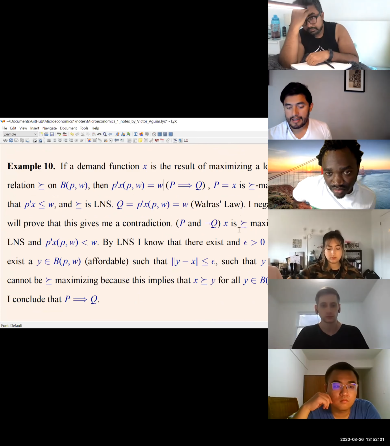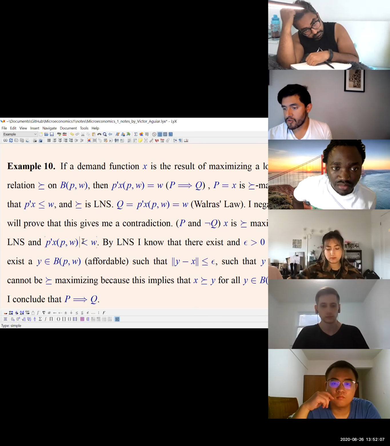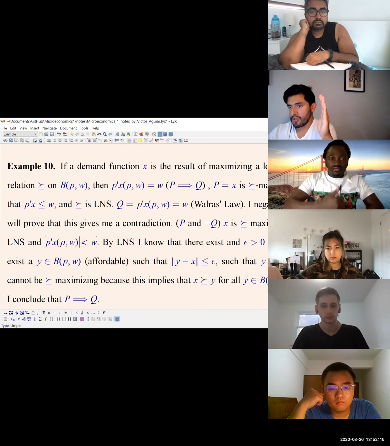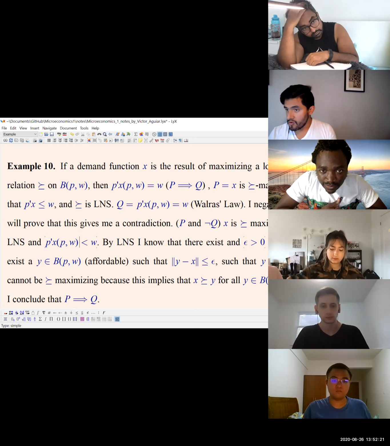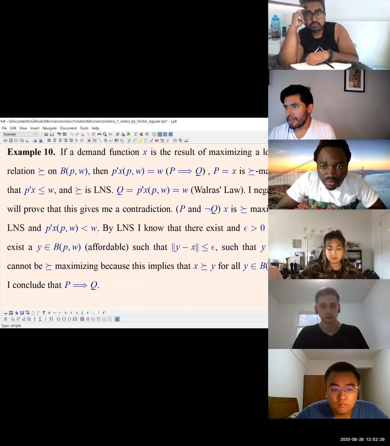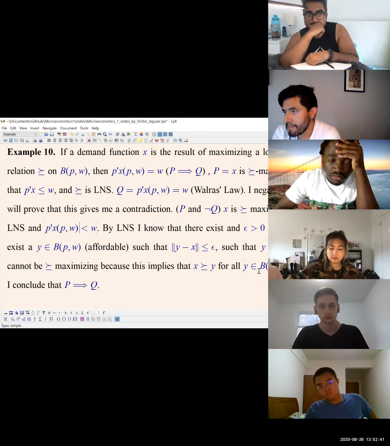So P and not Q means that X is maximizing, affordable, and locally non-satiated, but at the same time, you're strictly below the budget, right? So I just took the implication, P implies Q, and negated it, which is P happens and the conclusion fails. That's the negation. Then, of course, there exists a radius epsilon small enough such that there is a y in the budget that is affordable inside this radius, and that is better, right? But if it's better and affordable, then it's just better than X. So X cannot be maximizing, because being maximizing means that there is nothing better, okay? Agree?